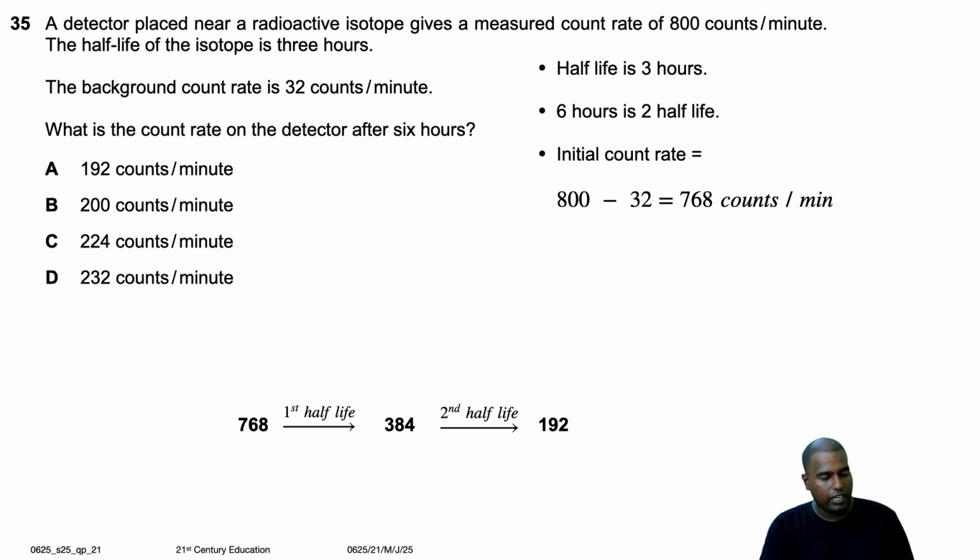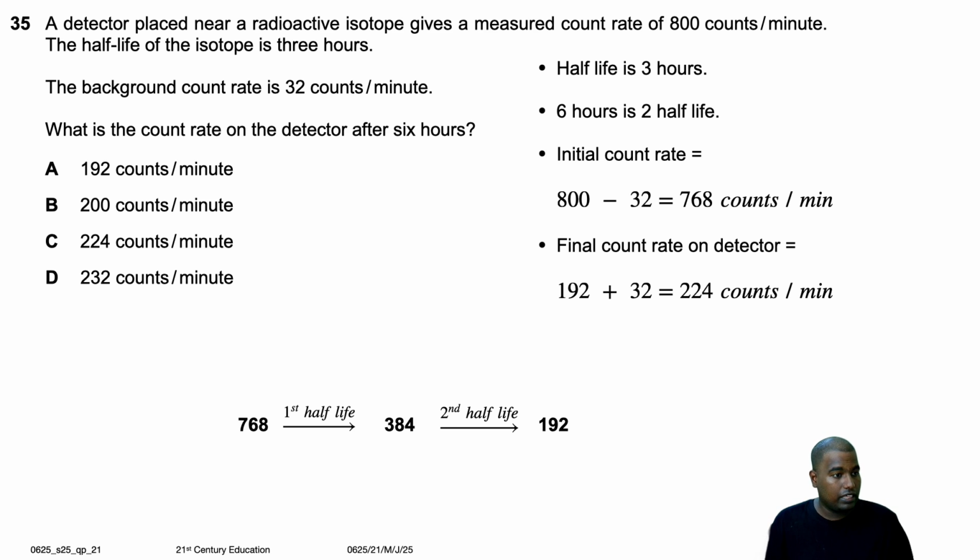So if you choose option A, you are wrong, because we have to include the background radiation again. They're asking what is the count rate on the detector. So 192 plus the background radiation 32. So it's 224 counts per minute.